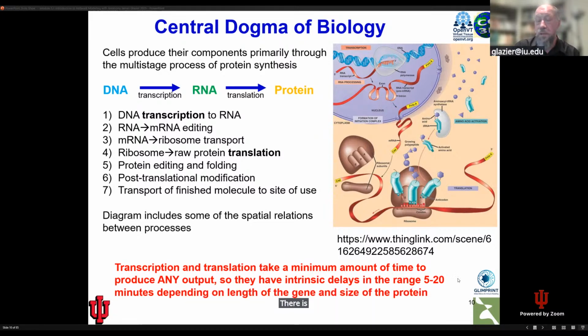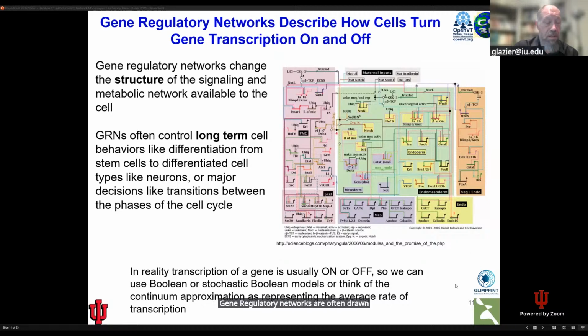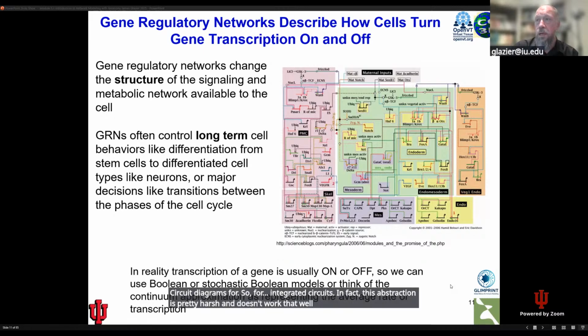There is some minimal delay time once you start transcribing a gene till you get any protein at all. And those delays we typically don't model in detail. Sometimes it's important, sometimes it isn't. But it's important to be aware of these simplifications. Gene regulatory networks are often drawn using something that looks like circuit diagrams for integrated circuits. In fact, this abstraction is pretty harsh and doesn't work that well.